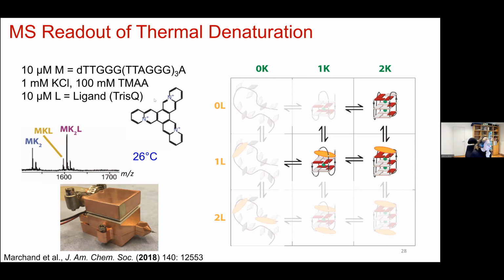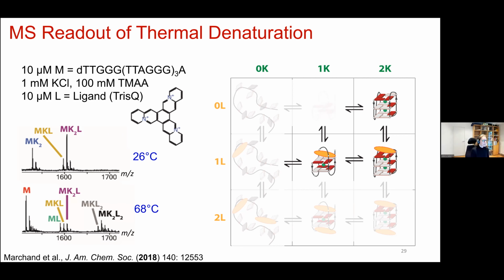And here it's an example with the tris-Q ligand, so it's a flat aromatic molecule. This is the mass spectrum you get at room temperature. You have the quadruplex with 2 potassium, so you can start reading this by yourself now. You have a 1-to-1 ligand complex with mainly 2 potassium, but also a little amount of this 1 potassium that we discussed before with the telomeric sequences. So these are the 3 states that we can distinguish at room temperature.